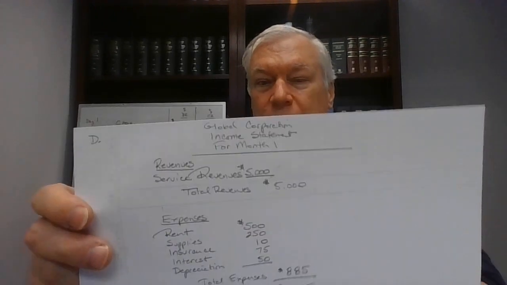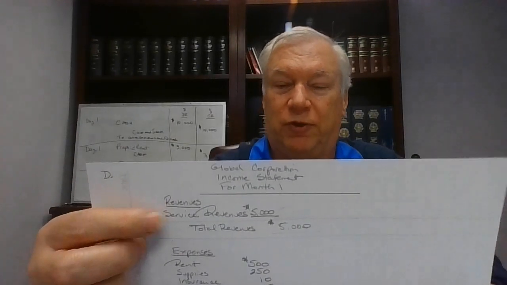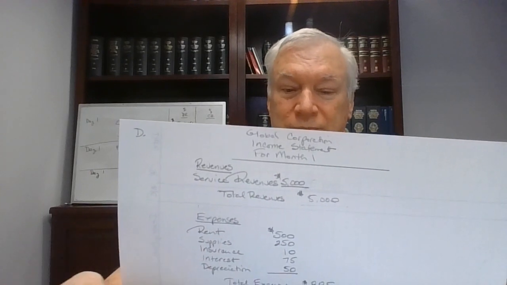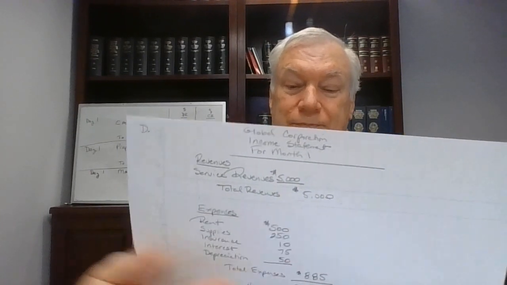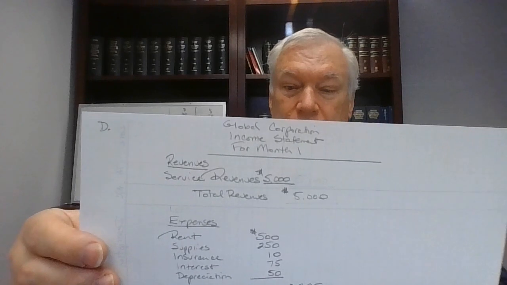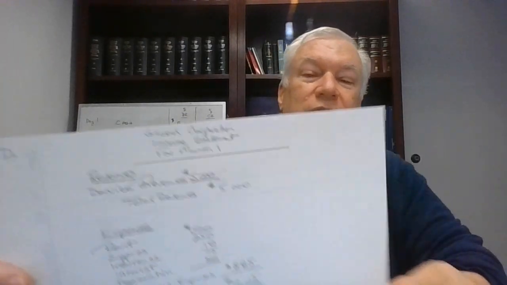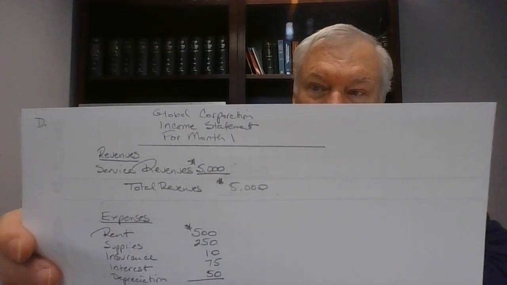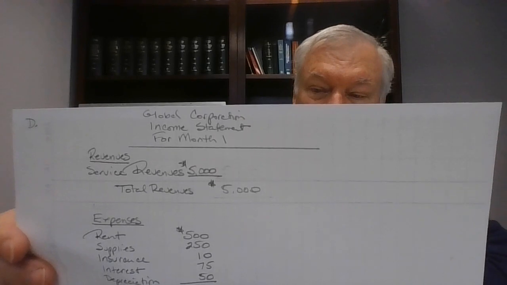So for month number one, we have revenues. We got 5,000 in revenues. We've got all these expenses that we accrued, and we've got our net income. Okay, and you can see the format. This is a properly prepared income statement. Okay, so revenues minus expenses equals net income, and that's the income statement.